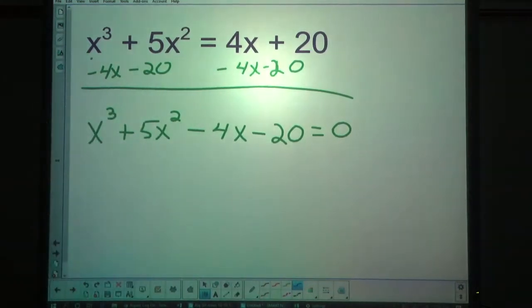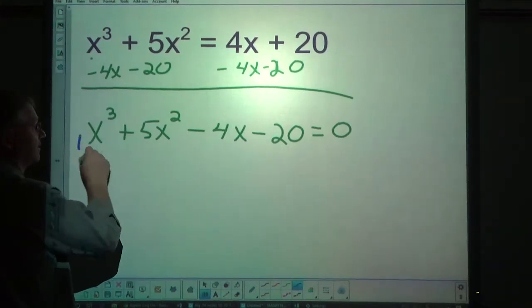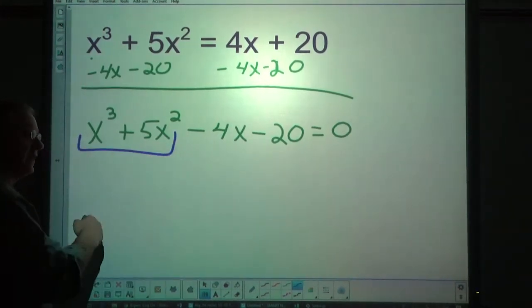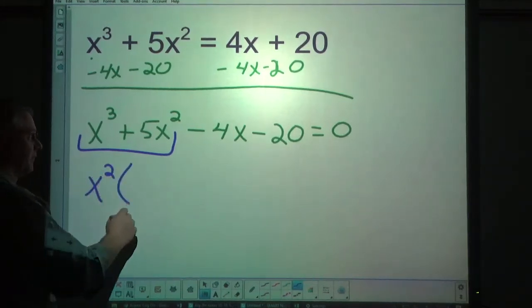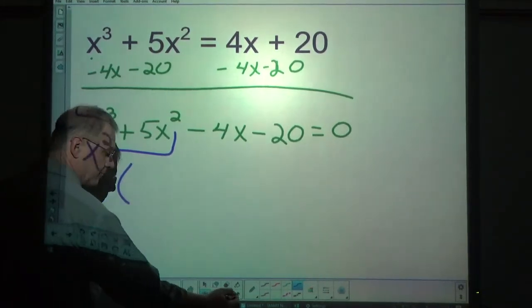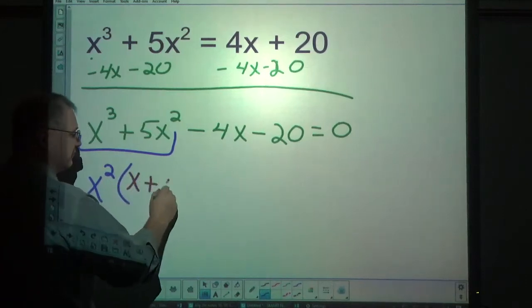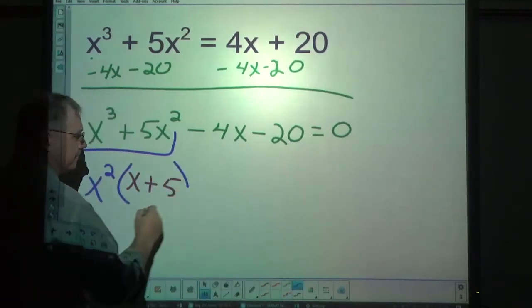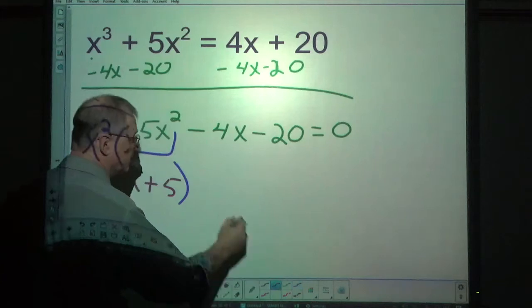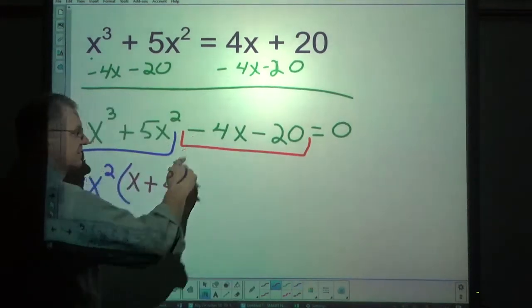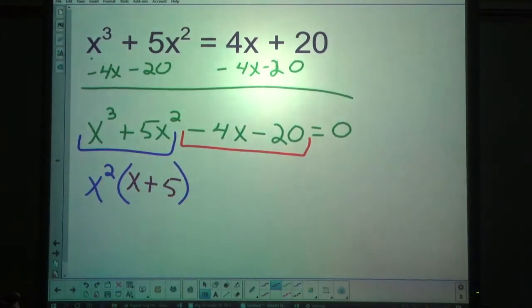How many terms are we working with? 4 terms. If we're working with 4 terms, we know that that requires, or is likely to require, group factoring. So I take the first 2 terms here, pull out what they have in common, which is x squared. That leaves me with x plus 5 inside. So now I want to look at the last 2 terms, including the sign. Can I factor something out to leave me with x plus 5 inside?